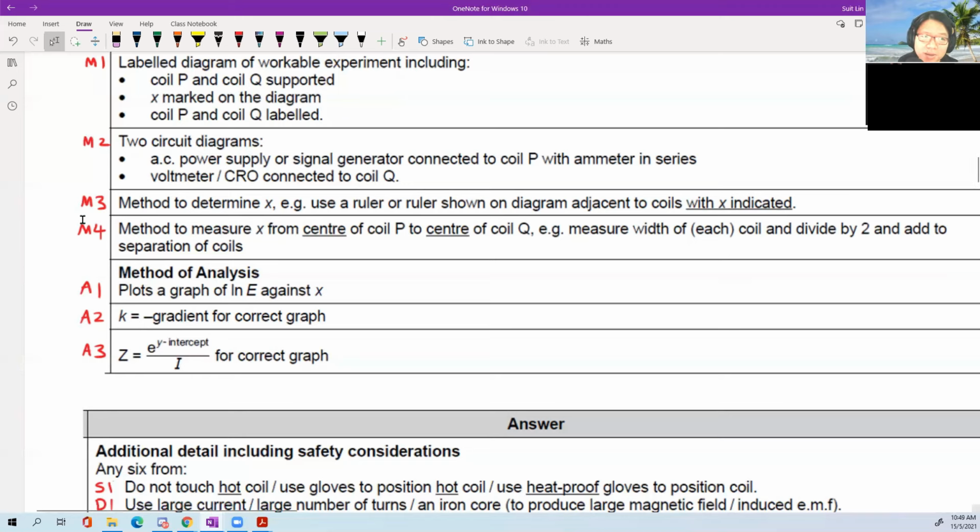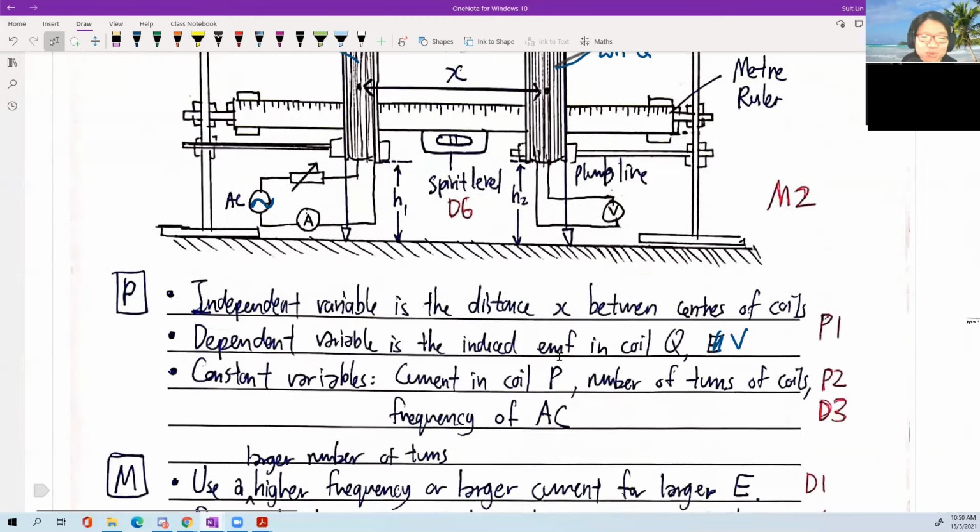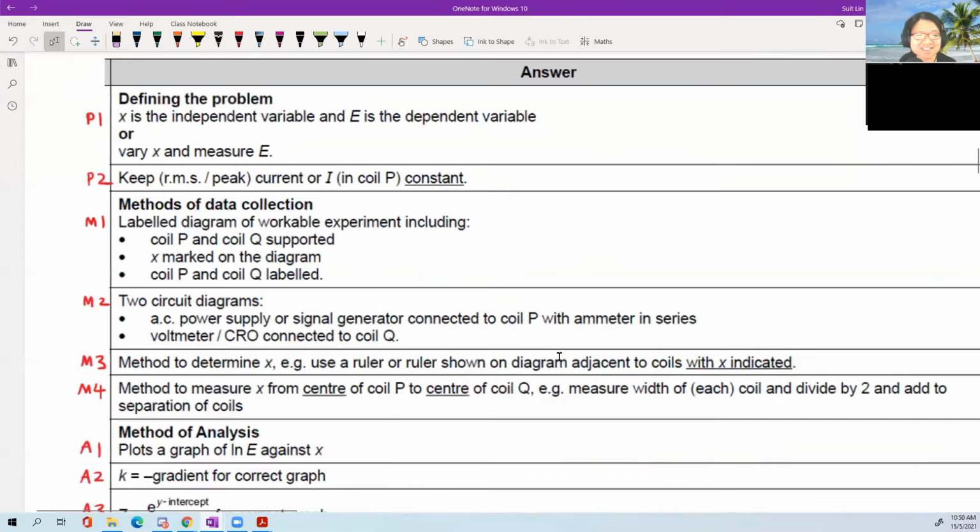Okay, so M4, your method. Basically, first you say measure X using a meter rule, and you draw the meter rule, you get 1 mark already. But the one about the width of the coil is the sentence. So the sentence could be: measure the width of each coil and divide by 2 and add to the separation of the coils. So what we'll do is we will measure from here to here. But for me, I would write A plus W1 over 2 plus W2 over 2, because the equation is pretty straightforward.